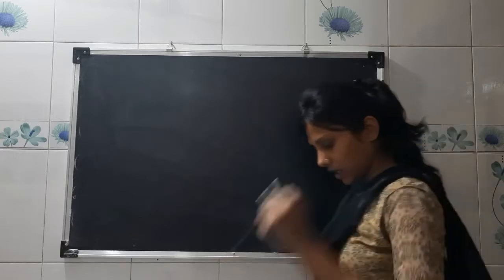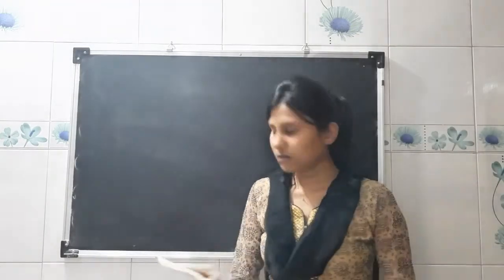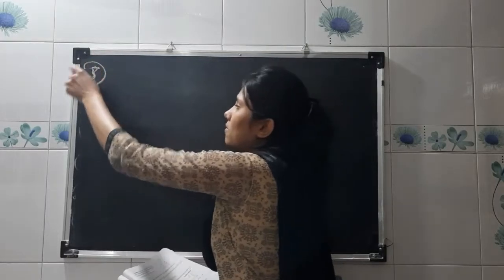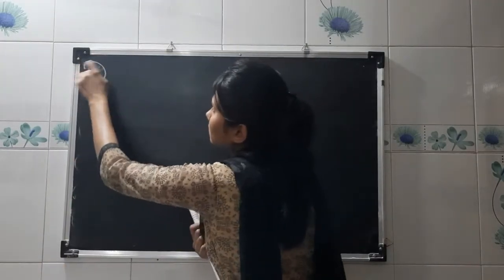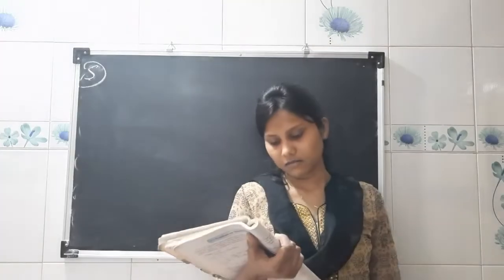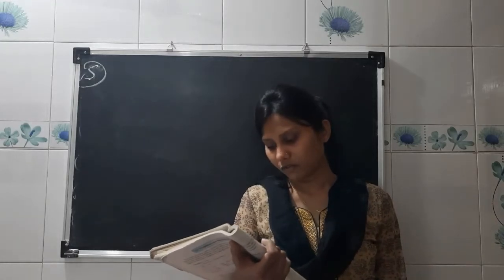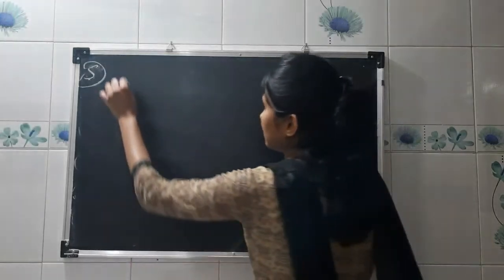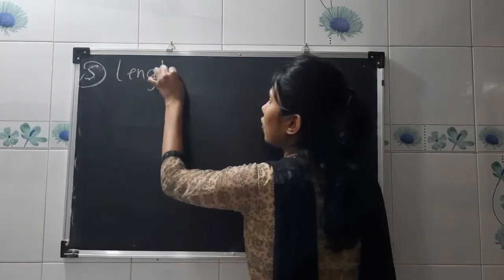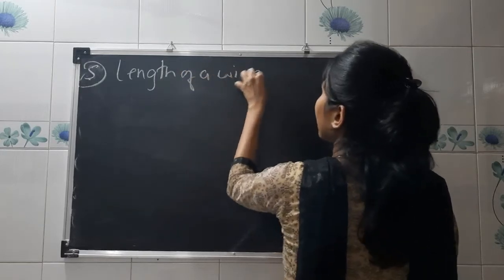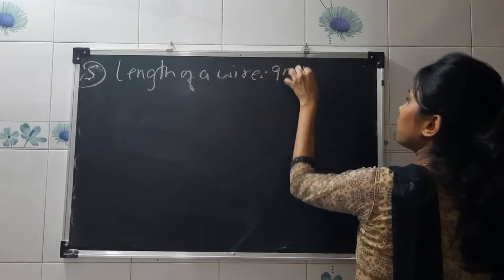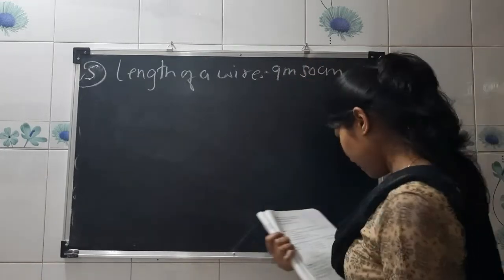Now the fifth one. If a wire that is 9 meter 50 centimeter long is cut into pieces of 5 centimeter each, how many pieces will be made? What have they given? The length of the wire is 9 meters and 50 centimeter. Okay, so length of a wire 9 meter 50 centimeter.